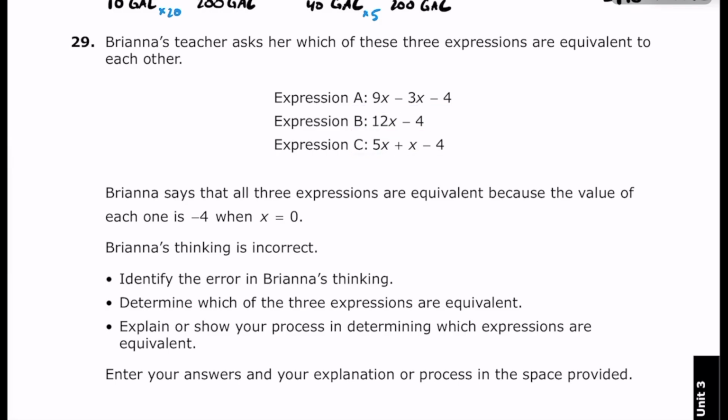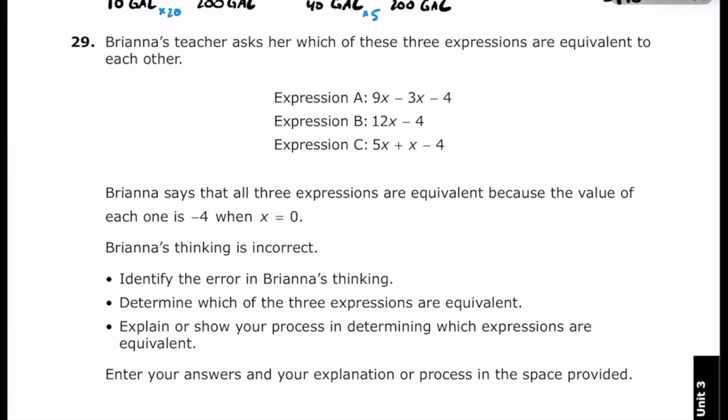So Brianna says that all 3 expressions are equivalent because the value of each one is negative 4 when x is equal to 0. Brianna's thinking is incorrect. It says identify the error in Brianna's thinking, determine which of the 3 expressions are equivalent to each other, explain or show your process in determining which expressions actually are equivalent. And so we have 3 different things that we have to do here.